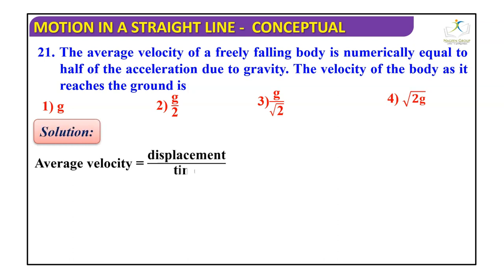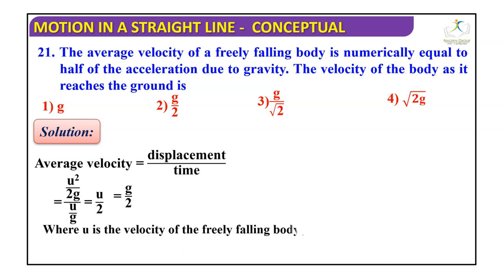Solution: average velocity is equal to displacement by time. So u square by 2g divided by u by g is equal to u by 2, which is equal to g by 2, where u is the velocity of the freely falling body just before reaching the ground. So u is equal to g. Hence, the correct option for this question is g.